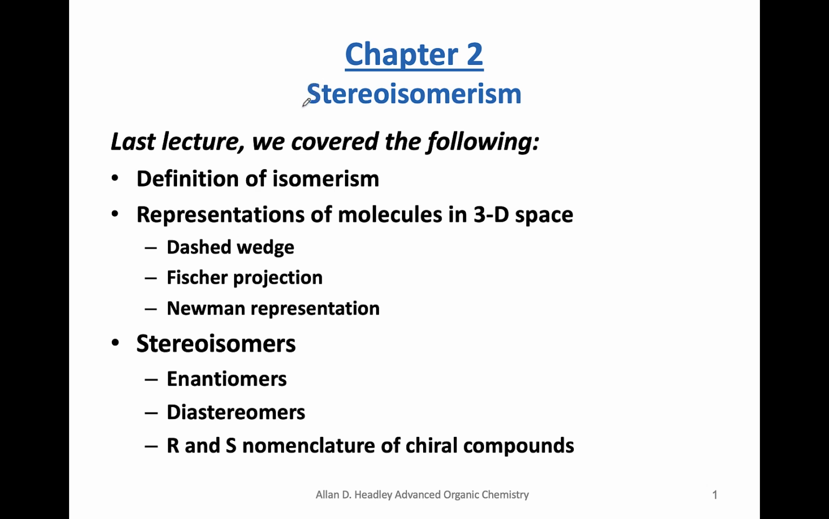Last lecture, we covered the following. We looked at a definition for isomers and isomerism. You will recall that isomers are compounds with the same molecular formula, but we have two types in general, or two broad categories. One is structural isomer or constitutional isomer, and the other broad category is stereoisomer.